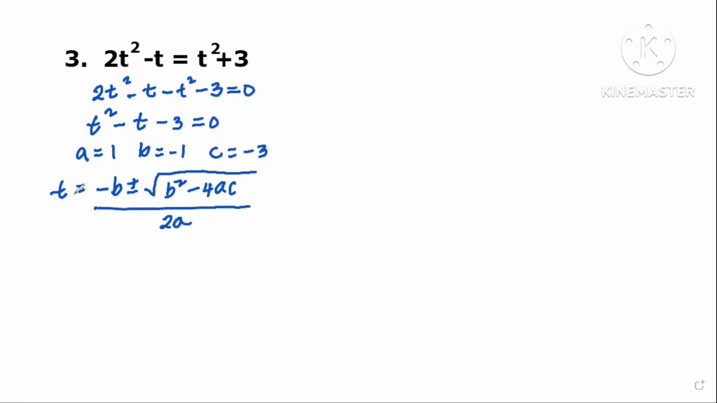Oh, now, t ang ginamit natin, ano? Kasi t ang variable na binigay. That's not exclusive for x. Okay, let us now substitute the values of a, b, and c.